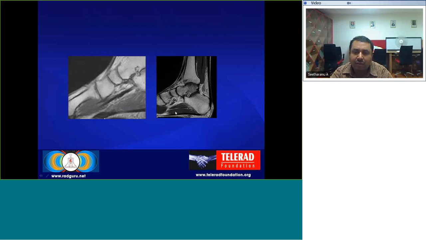This is the normal plantar fascia with fat. This is the focal thickening of the plantar fascia, with hypointense signal on T1, suggestive of a fibroma or fibromatosis, with surrounding fat which is well preserved.